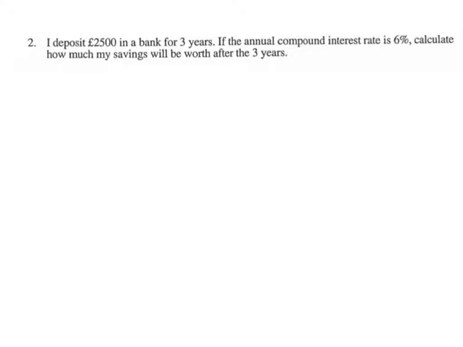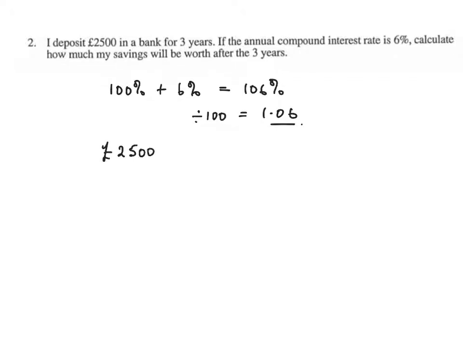Now 6%. If the interest rate is 6%, then the decimal multiplier will be 100% plus 6%, which is 106%. If we divide that number by 100 to convert from the percentage, we get 1.06 as a decimal. So £2,500 multiplied by 1.06 to the power of 3 gives us £2,977.54.